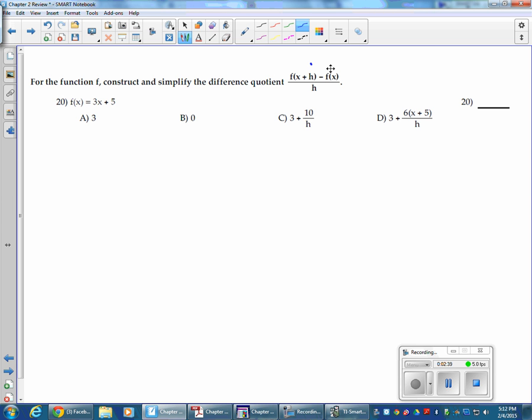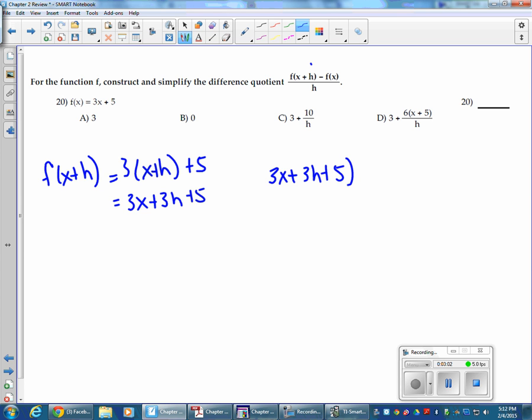But to do the difference quotient, you need two things. You need f of x plus h, and you need f of x. They give me f of x. It's 3x plus 5. So if I do f of x plus h, that just means put x plus h where x was. So when I do that, I get 3x plus 3h plus 5. So what I want to do is have f of x plus h, so that's this, 3x plus 3h plus 5, minus f of x, which is this, so minus 3x plus 5, and that's going to be divided by h.